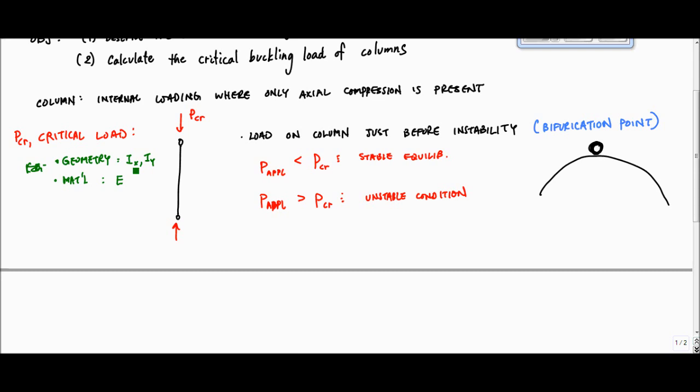And let's see. Does temperature play a part? Because as temperature changes, the material fluctuates. Absolutely. As temperature increases, the modulus of elasticity decreases in metals, and so obviously the critical load will decrease too. It's easier to buckle when it's hot.